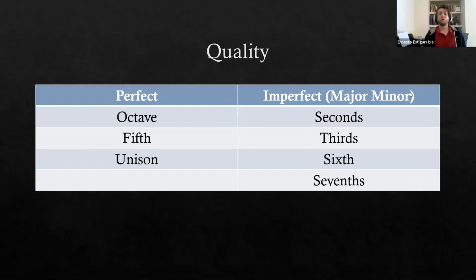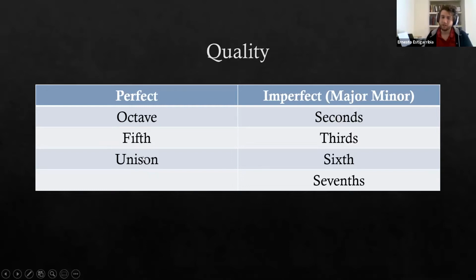Now, the quality, and this is the first bad news of the afternoon, everyone. There is absolutely no other way to learn the quality besides memorizing. At this stage of music theory, a lot of the things that we learn must be memorized. So there are basically two classifications of quality. There are the perfect intervals and the imperfect intervals.